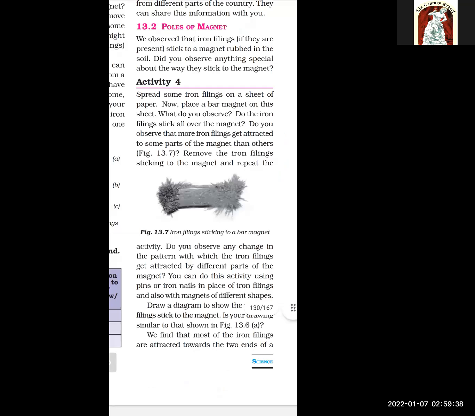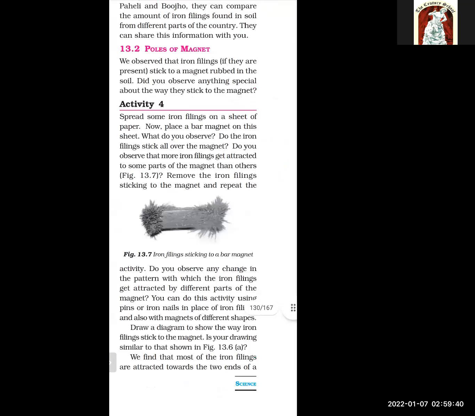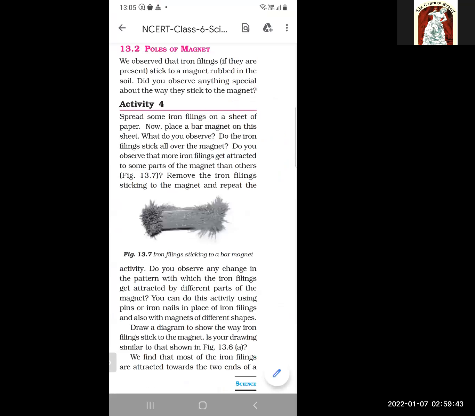Then we will do this Activity 4 experimentally in the next class. We will do Experiment 4 in the next class with the help of a bar magnet.